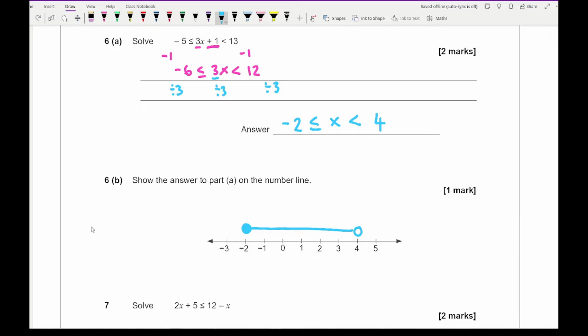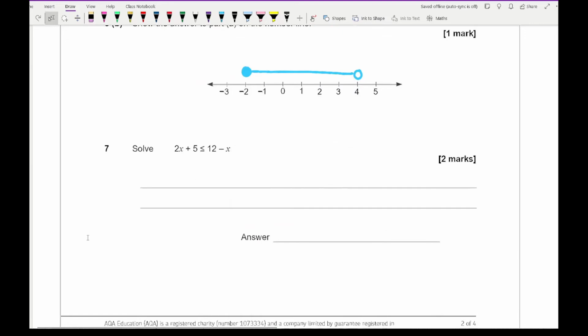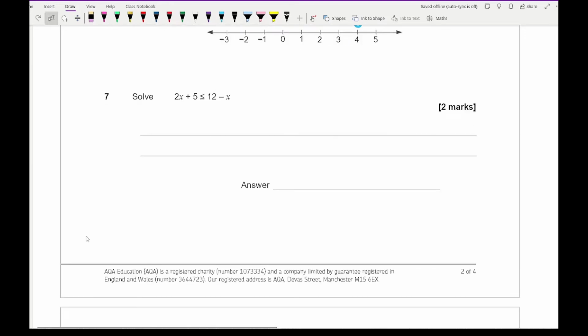However, I don't colour the one that's on top of the 4. So moving on to question 7, we've just got to solve this double-sided equation. So I get rid of the smallest x, which is minus x, and I do that by adding x to both sides. If I do that, I end up with 3x plus 5 is less or equal to 12.